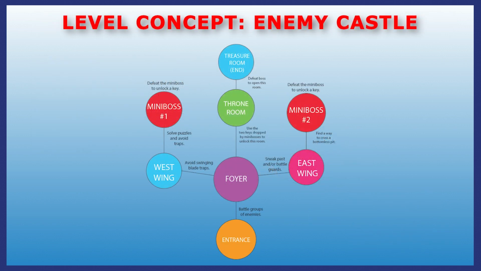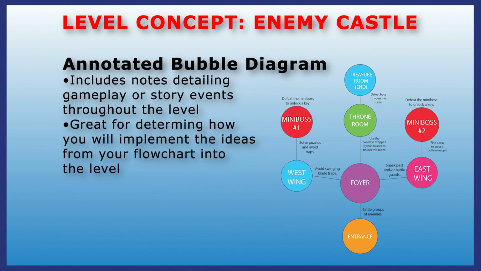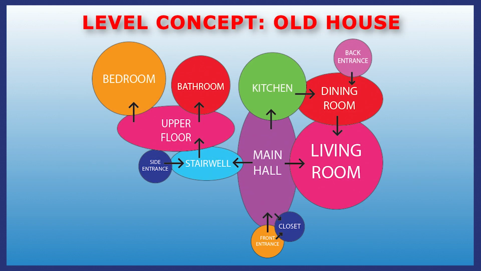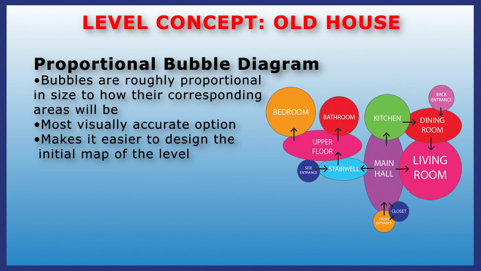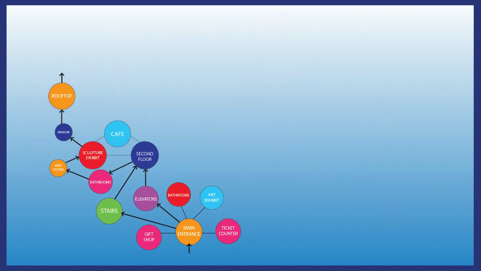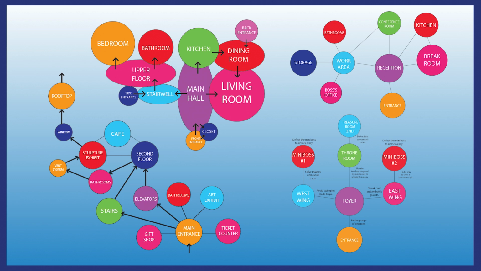The third option involves writing down little notes describing gameplay or story events that happen when the player moves from one area to another. This allows you to expand upon the flowchart that you created earlier, and really figure out how these events will be integrated into your level, which is very useful. And lastly, you could choose to draw the bubbles proportional in size to how big their corresponding area is actually going to be in the level. Doing it this way is probably going to give you the most visually accurate bubble diagram, which will make drawing your maps much easier. Try playing around with a couple different methods to see what works best for you.